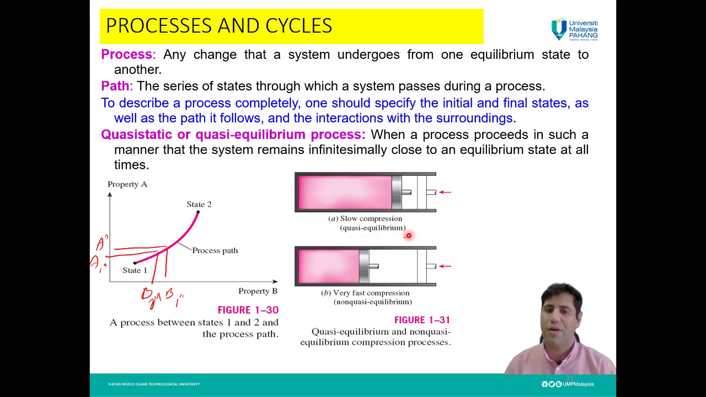So we call that quasi-equilibrium state. If the process happens very fast, it is non-quasi-equilibrium. If it is happening very slow, this fast and slow is in terms of the changes in the system. If the changes in the system are not too much during the process and it is close to an equilibrium state, we call that quasi-equilibrium. You should know that.